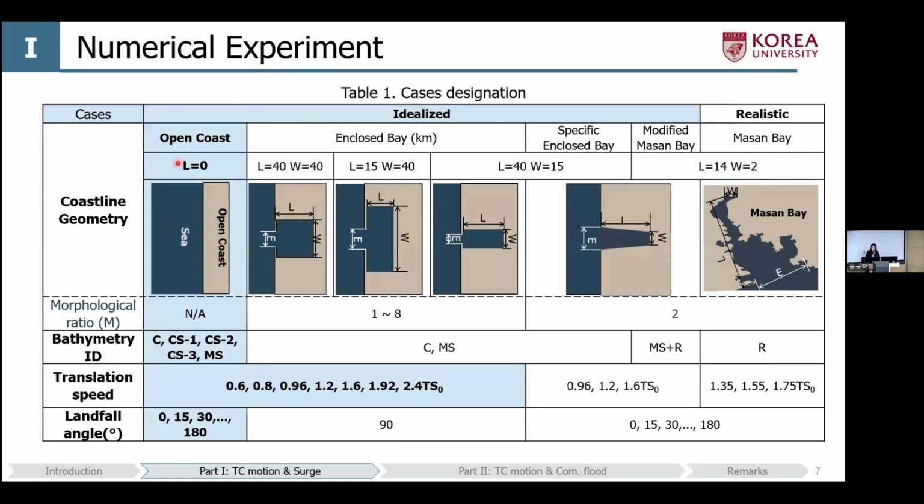In this presentation, I will just present the results about the open coast cases. These cases will simply show us how the landfall angle and translation speed affect the storm surge. But we also ran many other cases, like the bay cases and the realistic cases. This is to show how the topographic features and the TC motion characteristics integrally affect the storm surge.